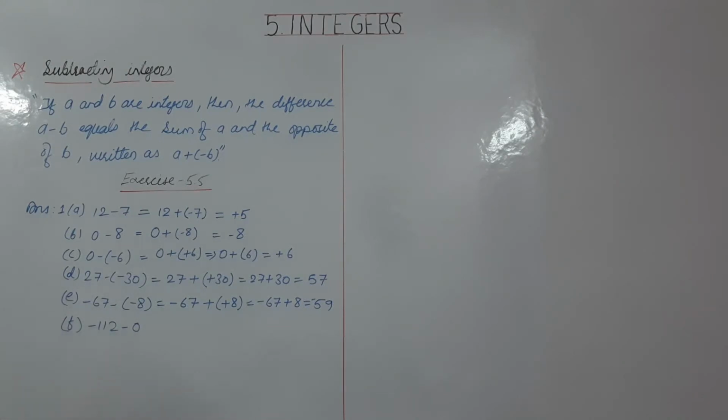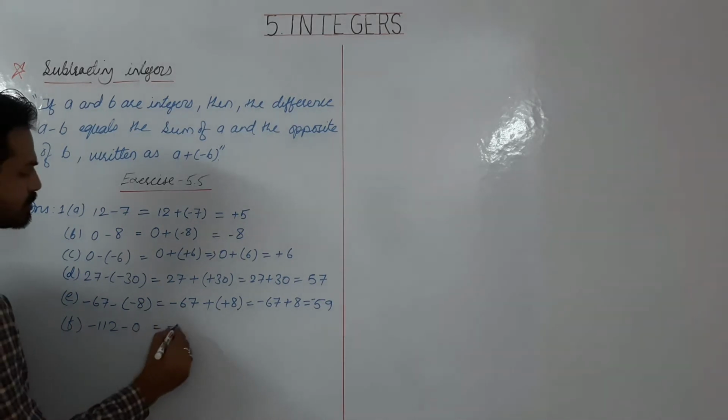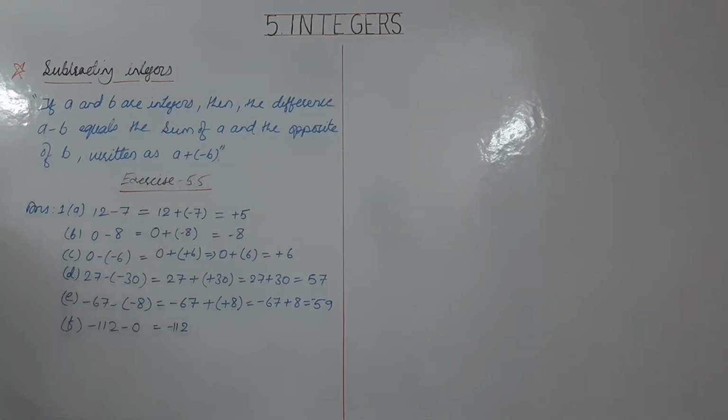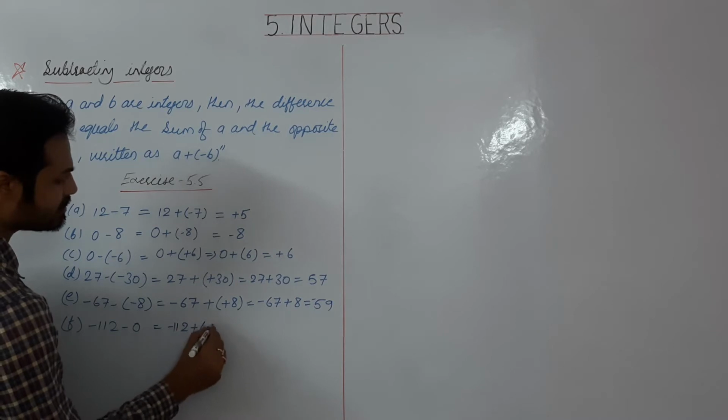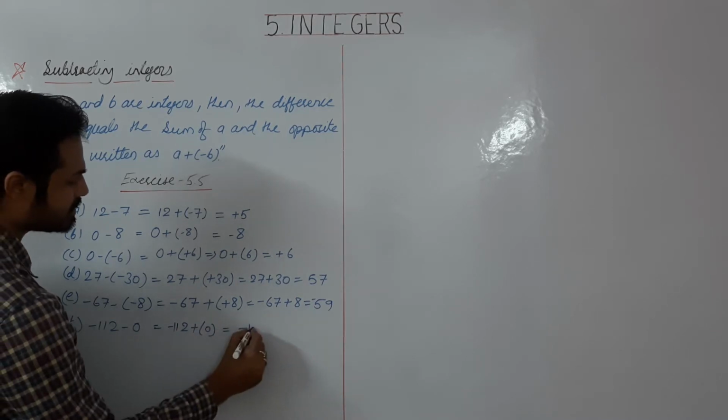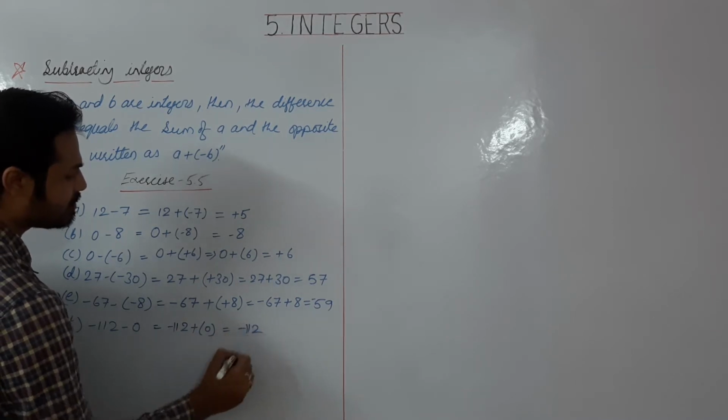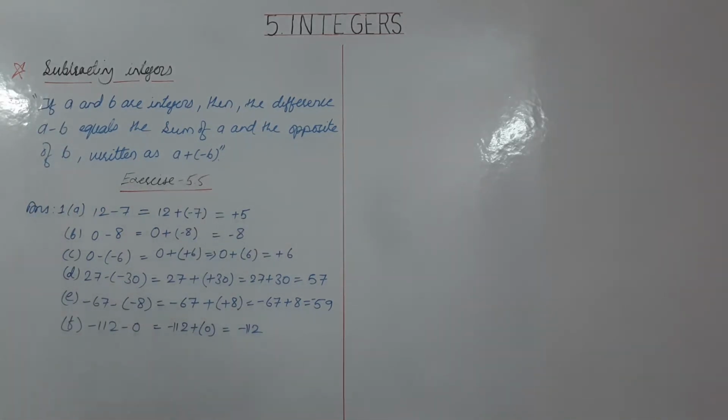And last, minus 112 minus 0. So what to do? Write first number minus 112, minus is to be replaced by plus, and opposite of 0 will be 0. So the answer is minus 112.